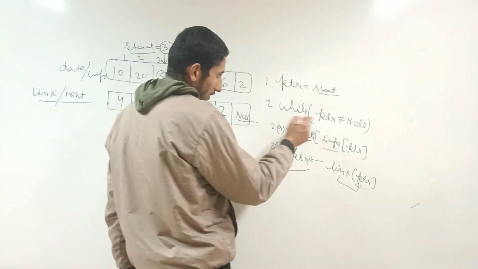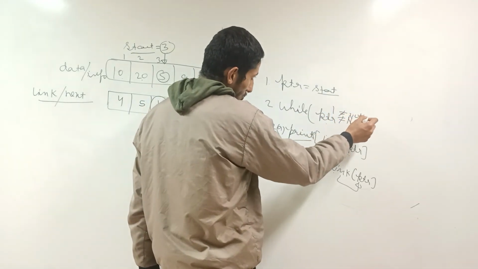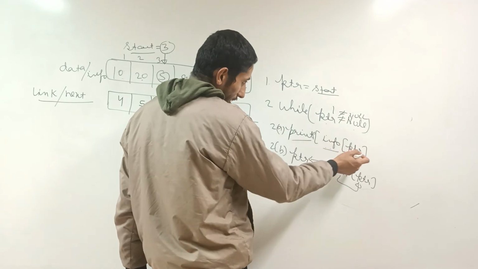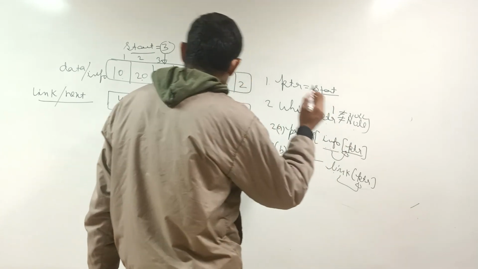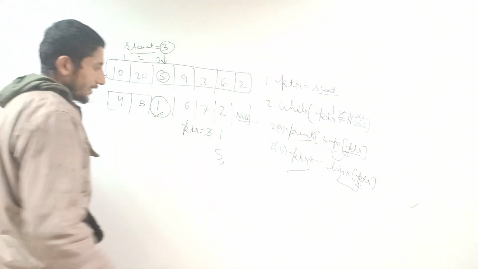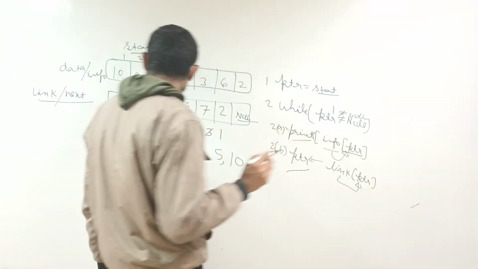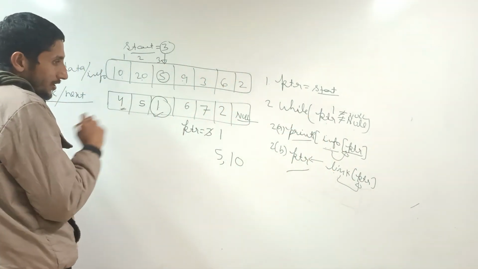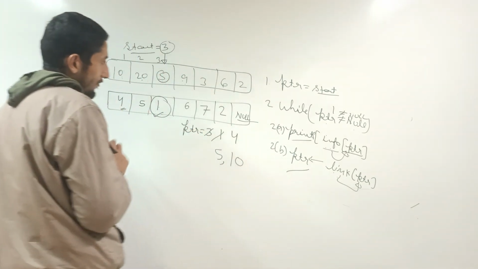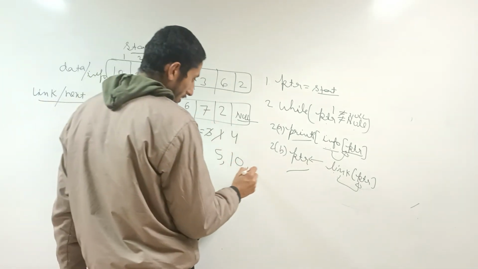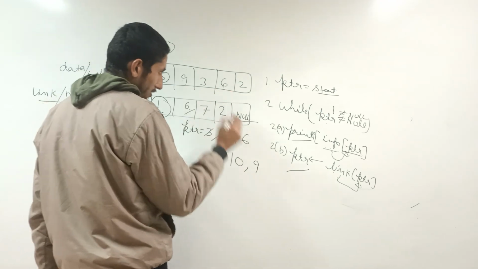So is PTR not equal to null? No, 1 is not equal to null. The condition becomes true. Info of PTR. So the value of PTR is 1. It means you are going to access the info part. So what is the info part? The info part is 10. So it will print 10. Then link of PTR is 4. Copy it in PTR. So the value of PTR becomes 4. So the next block we can find at the fourth location, that is 9. Then PTR becomes 6. And the sixth block is 2.